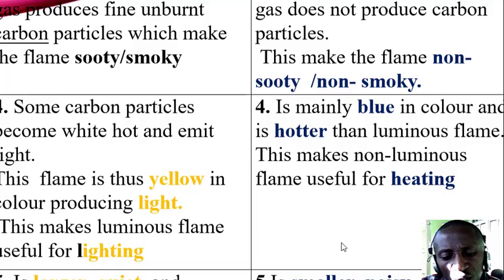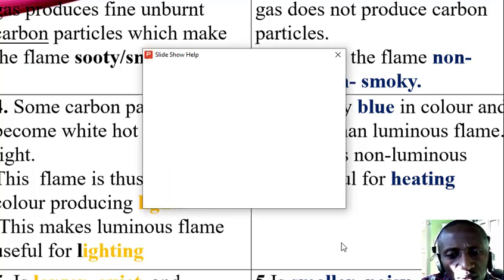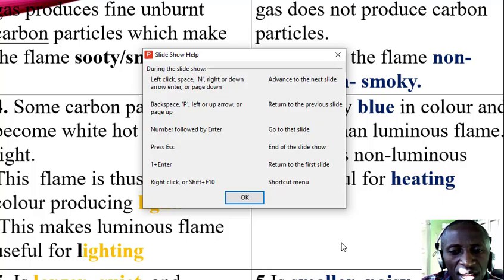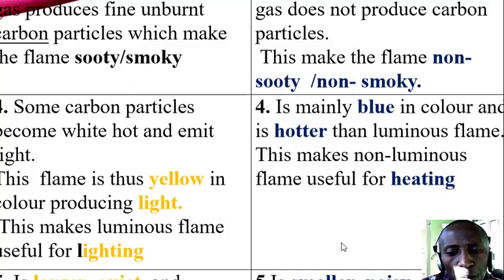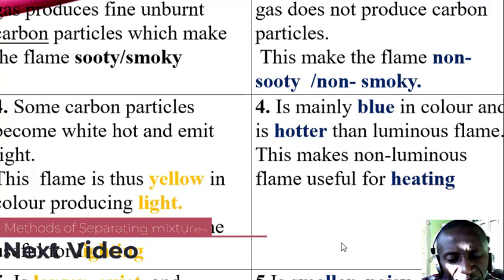Viewers, we come to the end of our presentation in part 1 of our lesson. And coming up next, we look at methods of separating mixtures. That will be in our second video.